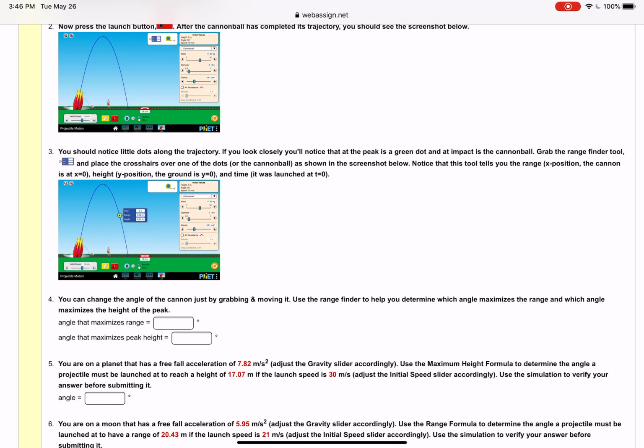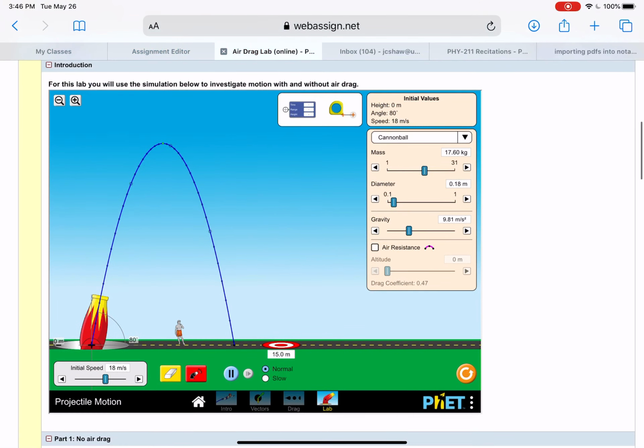range finder tool. That's this tool right here, which you can put, and you can see these little dots that are along the trajectory. And if you put the rangefinder tool on them, it tells you the data for that dot. So this was 2.8 seconds after launch. At this point, it has moved 8.75 meters. The X displacement is 8.75 meters from where it was launched, and it's 11.18 meters above where it was launched.